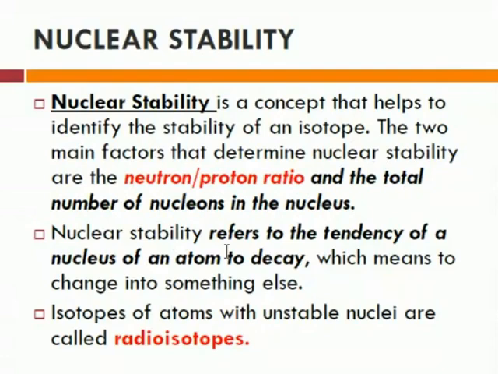Nuclear stability refers to the tendency of a nucleus of an atom to decay, which means to change into something else. Isotopes of atoms with unstable nuclei are called radioisotopes. Radioisotopes are radioactive isotopes.